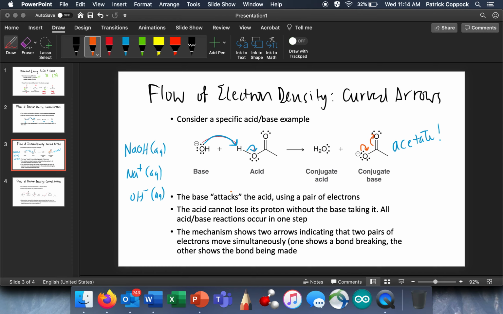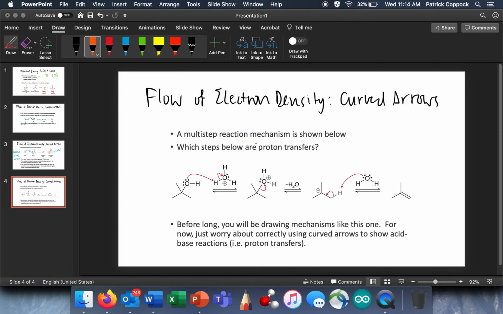So the base, again, let's look at our little checklist here. The base attacks the acid, as we expected. The acid cannot lose its proton without the base taking it. It all happens in one step, which I'm going to call concerted. And the mechanism shows two arrows indicating the two pairs of electrons move simultaneously. It's concerted. All right. So we're going to use this many, many times.